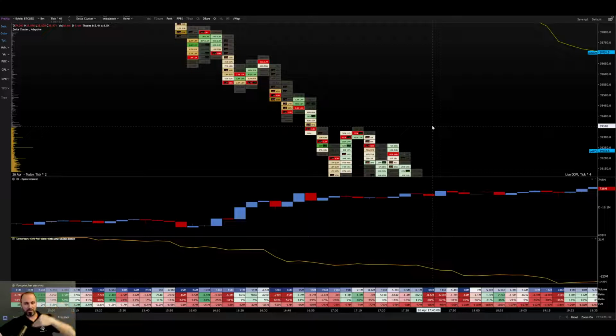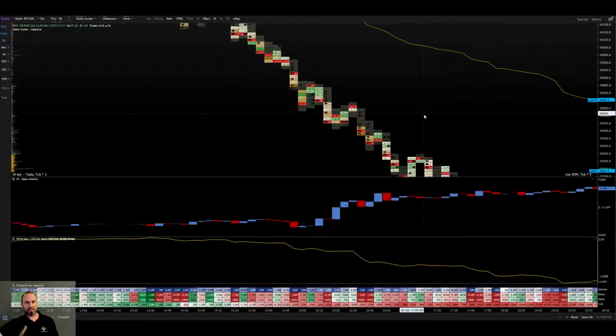You want to see the volume decreasing, and definitely at the retest, you want to see the volume decreasing. That would give me personally confidence to actually take this trade.